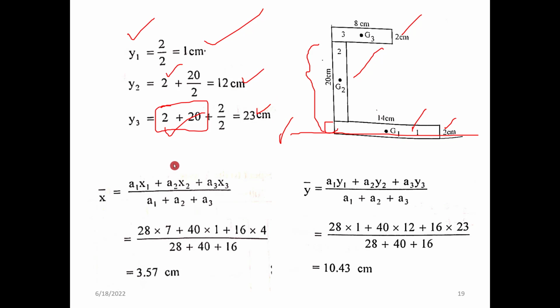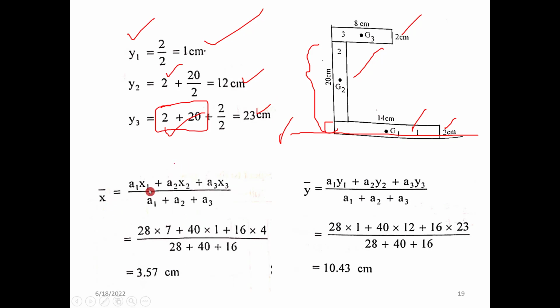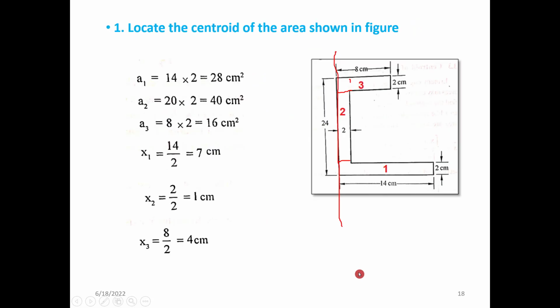So this is clear. And we have x bar equal to the equation a1 x1 plus a2 x2 plus a3 x3 divided by total area. Similarly y bar. So we got it as 3.57 and 10.43. When you see these values, approximately 4 centimeter and 10 centimeter. Coming to the previous figure, the x bar is actually 4 centimeters.